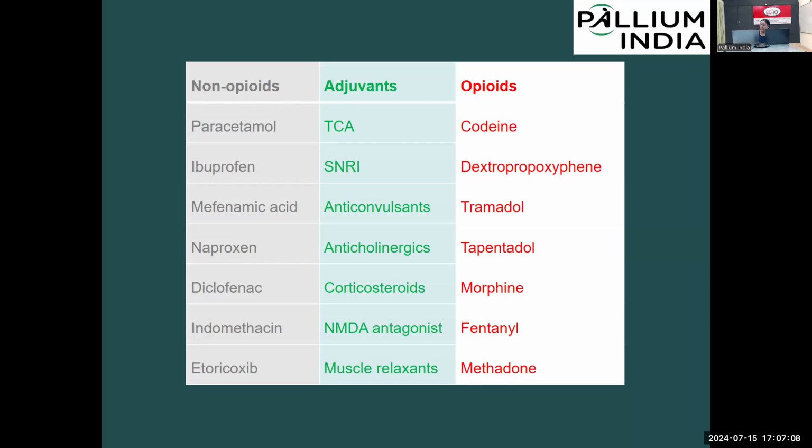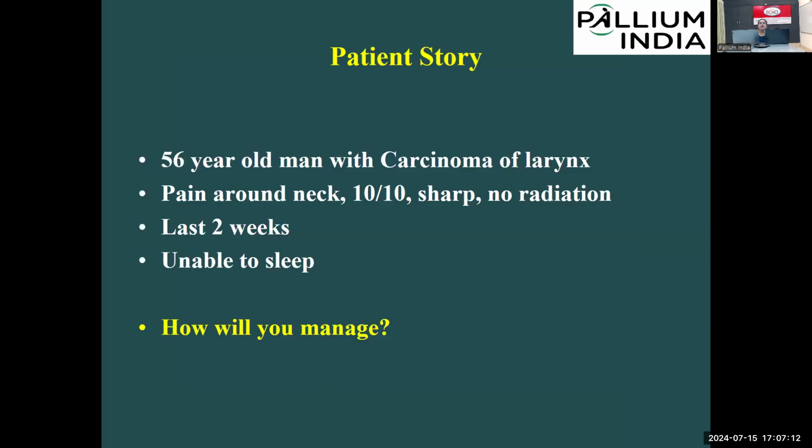So we'll be moving forward through a patient scenario. I hope this will be an interactive session so that the learning becomes easier. We have a 56-year-old man with carcinoma of the larynx who has presented with severe pain, 10 on 10, a sharp, non-radiating pain since the last 2 weeks. The patient is unable to sleep due to the pain. Suppose such a patient comes to you, how will you manage this?